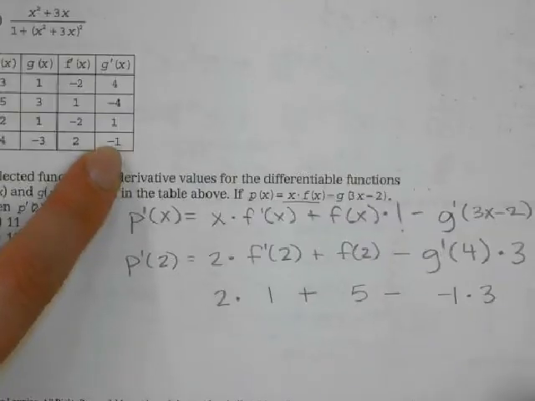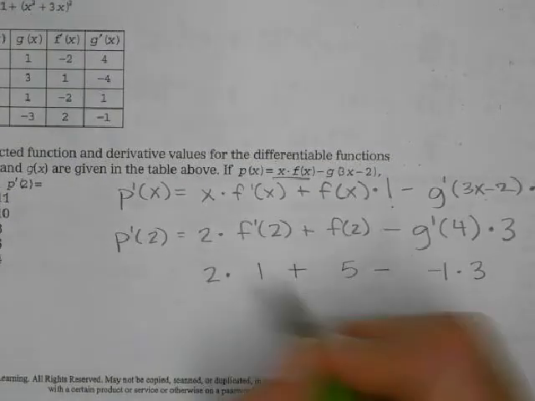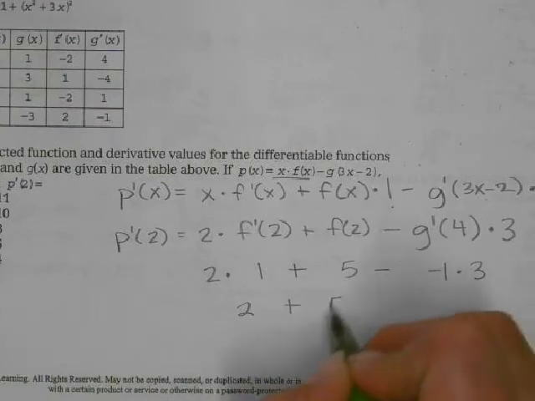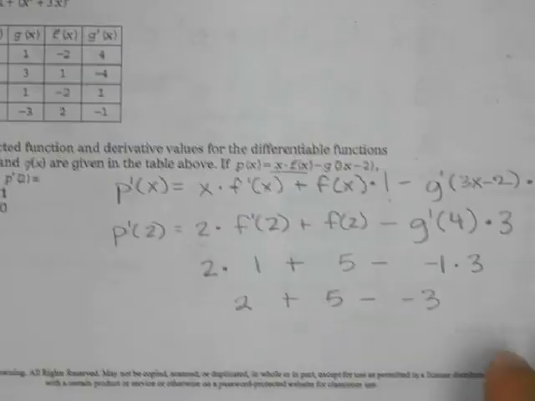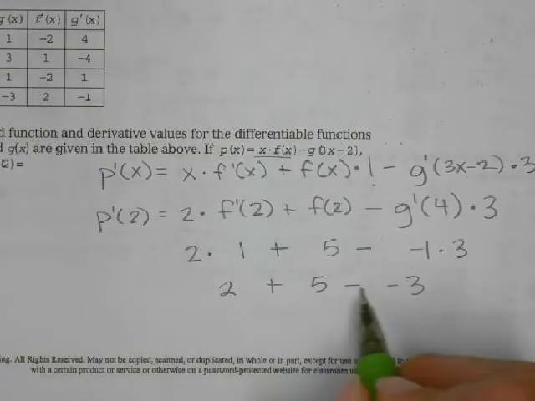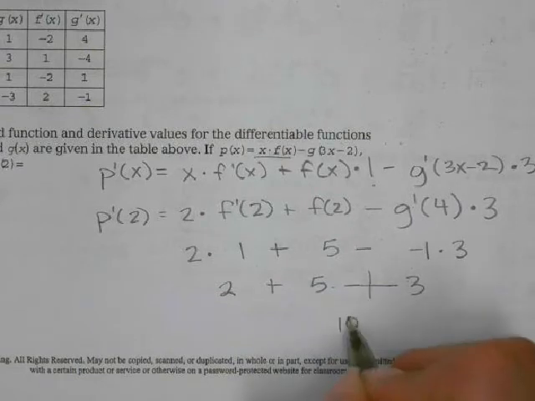All right. So order of operations tells me that multiplication comes before addition and subtraction. So 2 times 1 is 2. -1 times 3 is -3. Minus minus makes a plus. So 2 plus 5 is 7, plus 3 is 10.